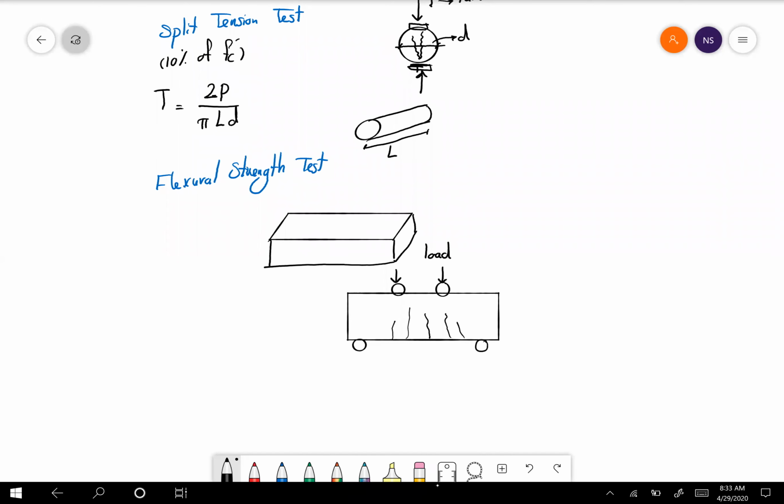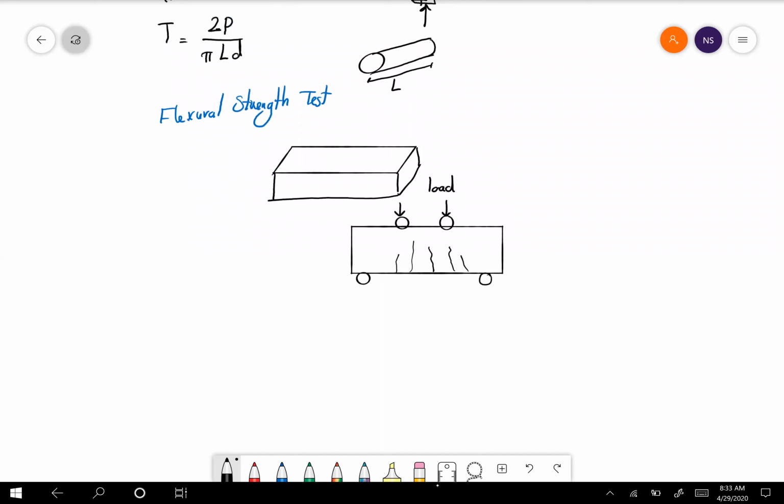And if you remember from your reinforced concrete class, the flexural strength is load times L divided by B D squared.